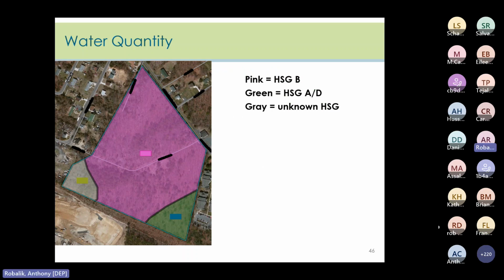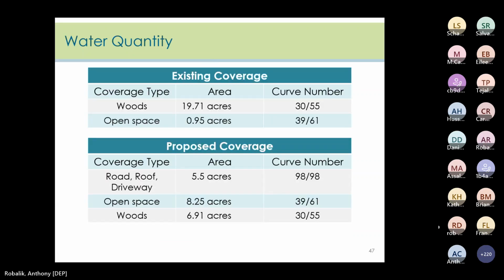So this is the soil survey map for the site. The pink area is HSG-B, the green area is A/D, and the gray area is unknown. Let's see what they used in the calculations. This is from their report.